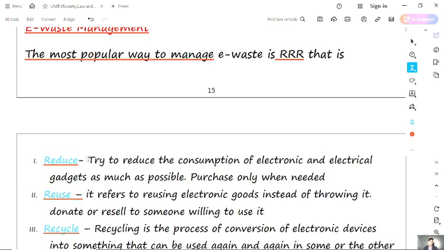In reduce, try to reduce the consumption of electronics and electrical gadgets as much as possible. Purchase only when we need. If you need one mobile, never buy 2 or 3 mobiles. Use whatever you need, but make it sustainable use.